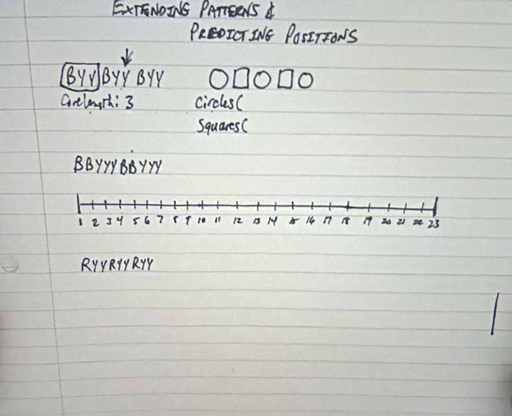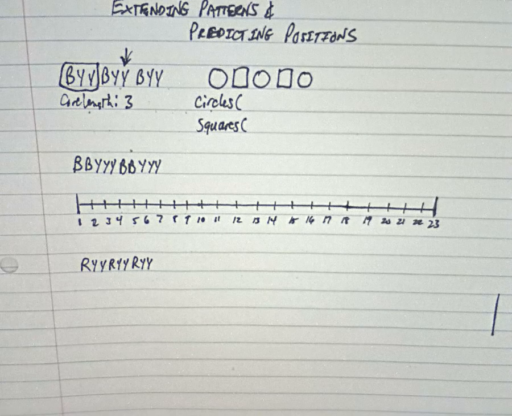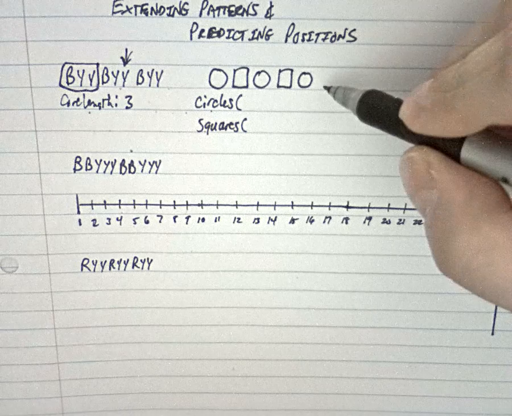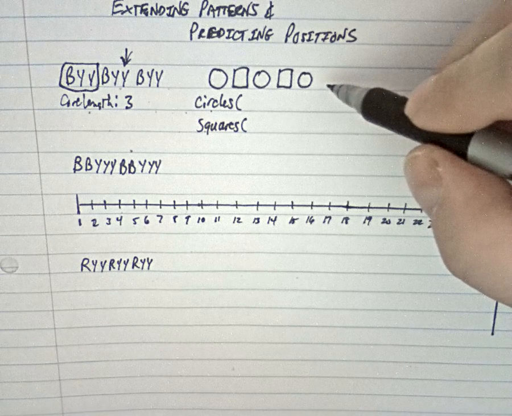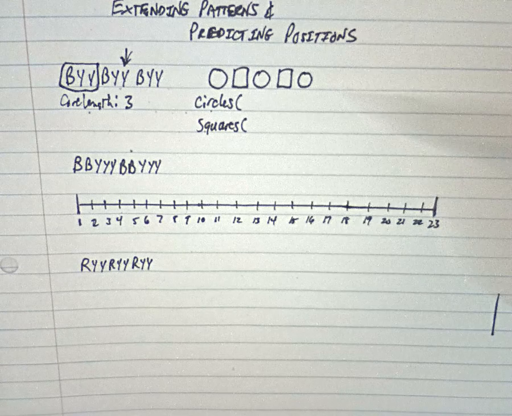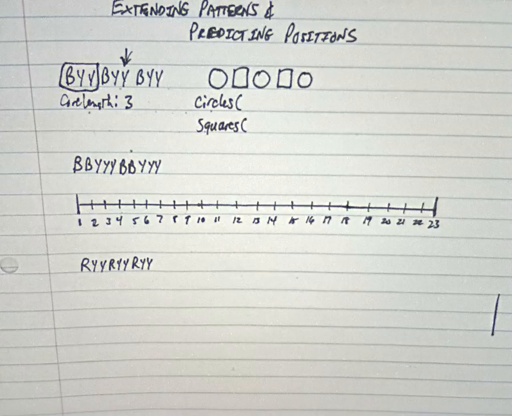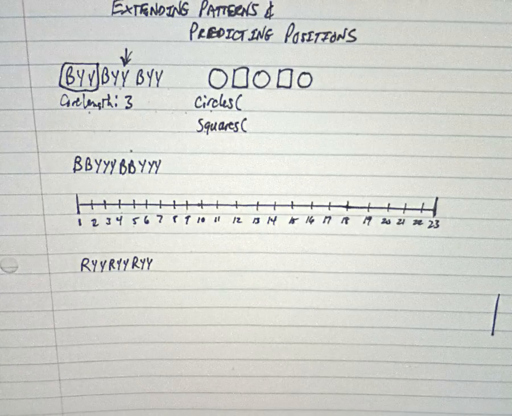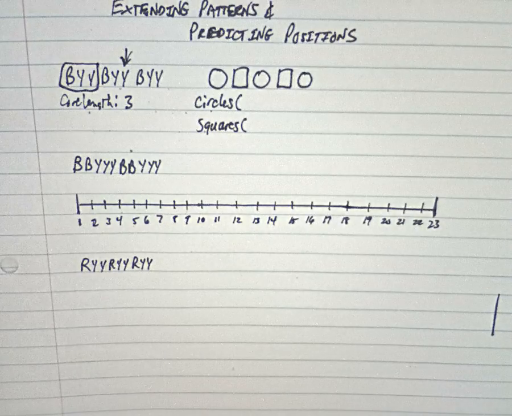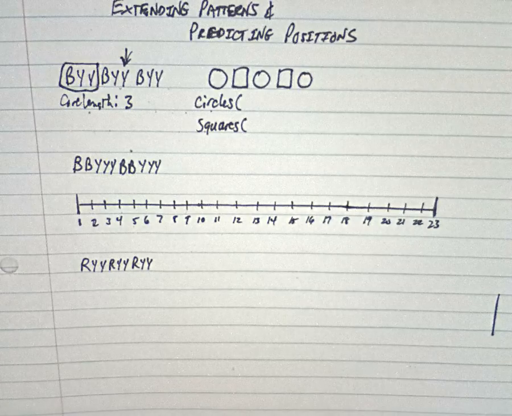So what we are going to be doing today is looking at how to extend patterns and how to predict positions. For instance, take a look at this pattern right here, it's a simple pattern: circle, square, circle, square, circle. We want to figure out, first of all, what the core is, and secondly, extend it, and more importantly, figure out further on down the line what term it's going to be without having to draw the whole thing out.